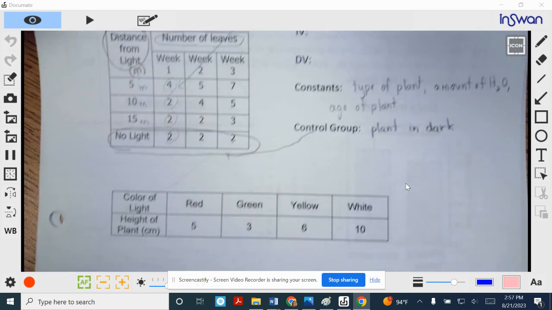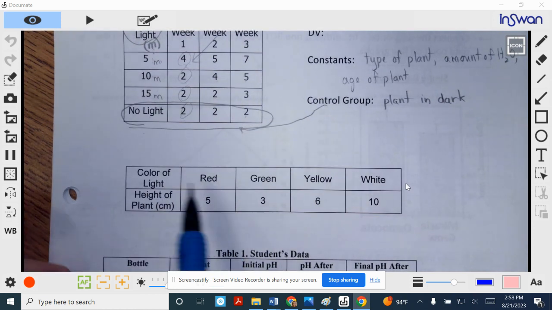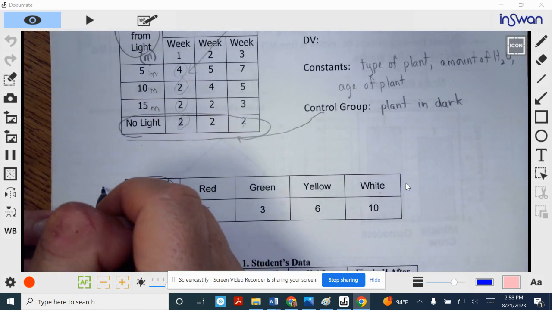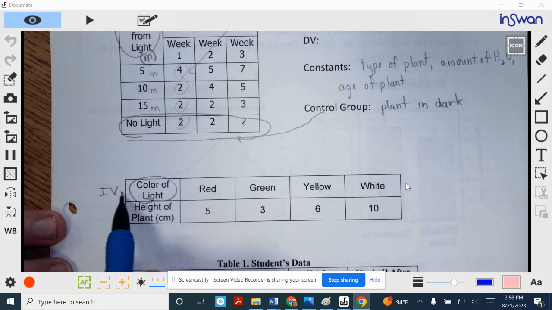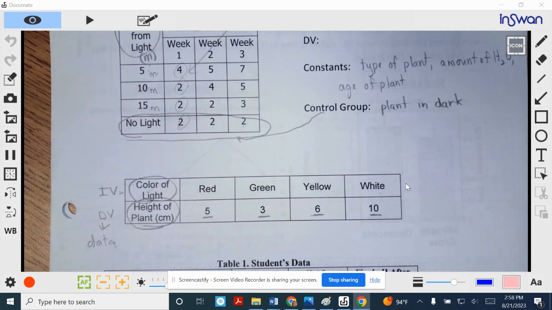All right, let's take a look at the next one. So IV will always be listed first, and your DV comes second. So it looks like we have color of light, and see how they're listing the colors of light. So color of light would be my IV, okay? And then my DV would be the height of the plant. Remember, data, D for DV, D for data. I'm going to have to record these data points down, count and record. So this 5 is the height of my plant, so it is my dependent variable.